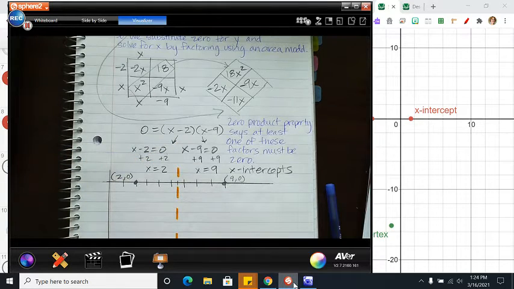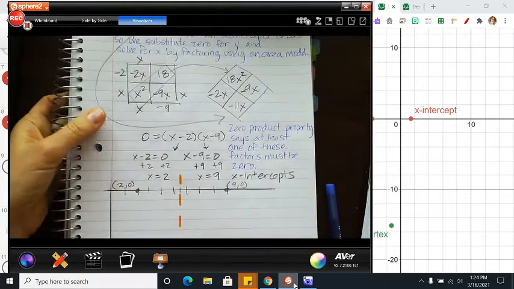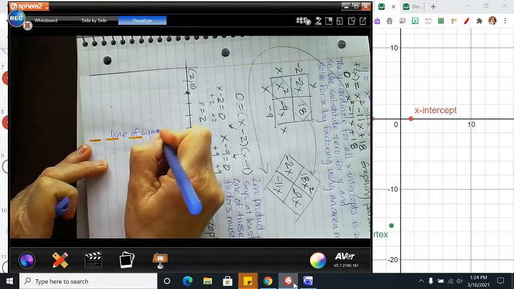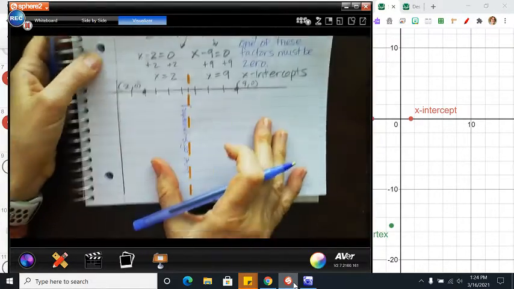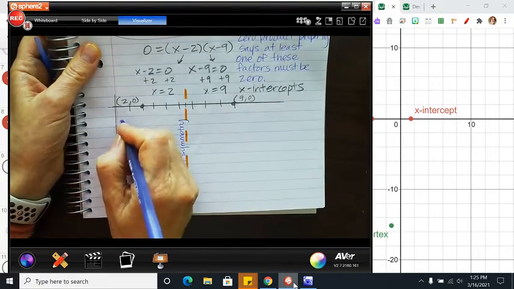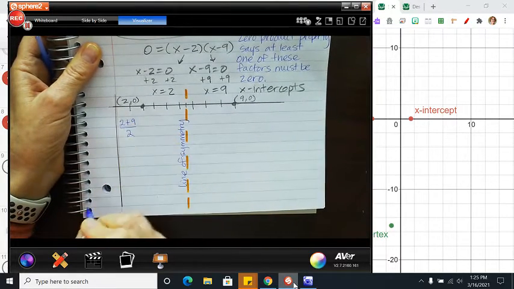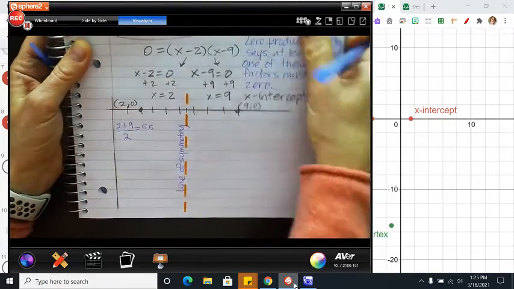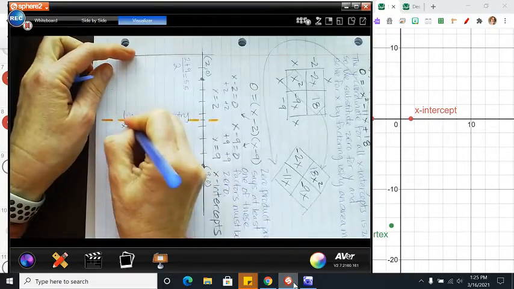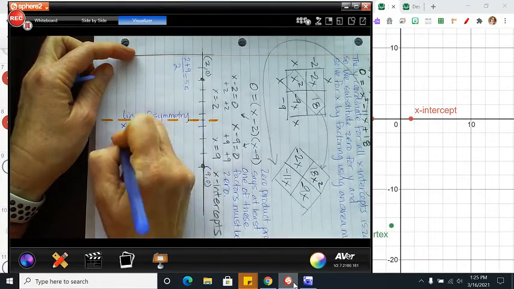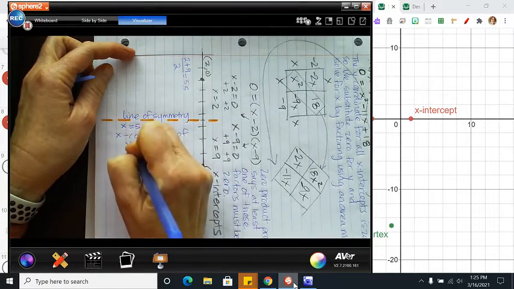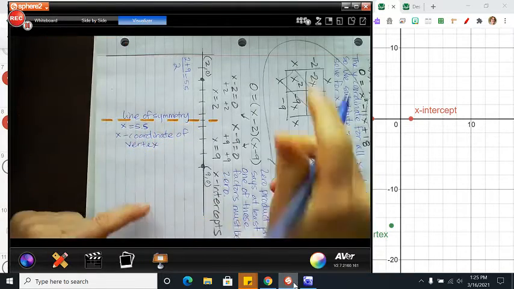So your line of symmetry, you want to write whatever it is. Now, you may be thinking, I don't know how to get the middle of my two x-intercepts. Then you just take your two x-intercepts and average them together. So for me, I could have done 2 plus 9 divided by 2, which would have been 11 divided by 2, which is 5.5. So my line of symmetry is x equals 5.5, and that is the x-coordinate of the vertex.